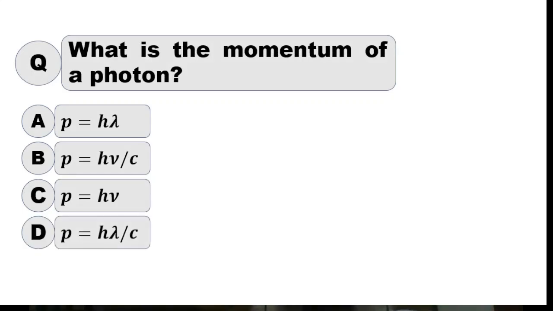What is the momentum of a photon? A. p equals h lambda, B. p equals h nu over c, C. p equals h nu, D. p equals h lambda over c. The right option is option B, p equals h nu over c.